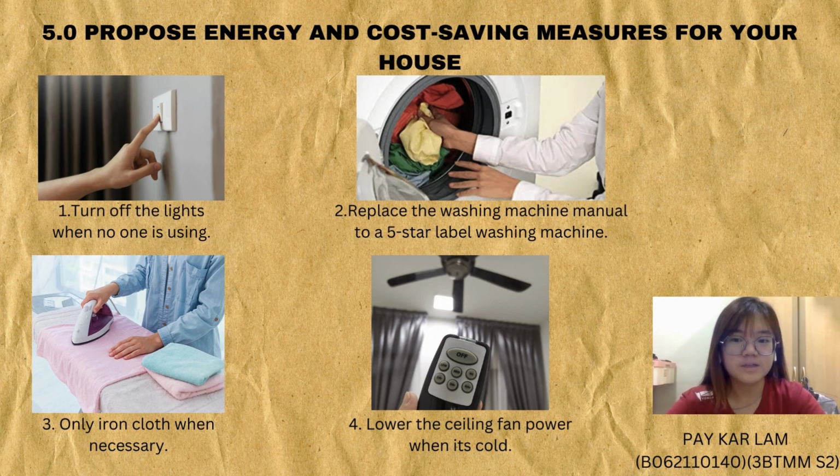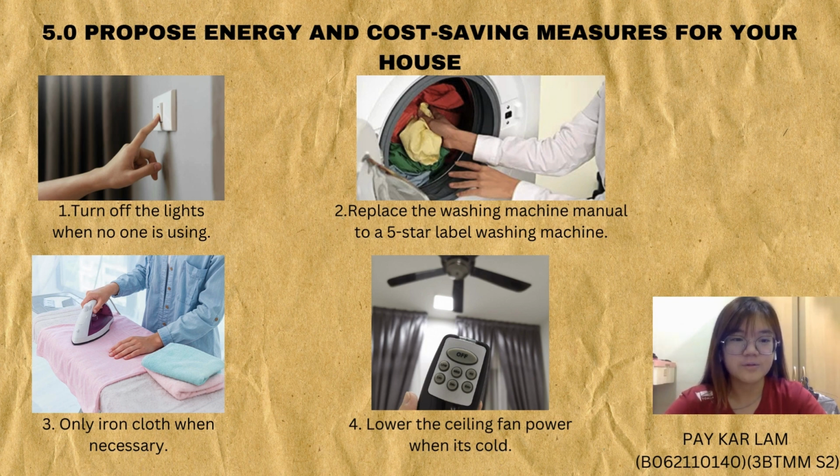Second, replace the washing machine manual to a 5-star label washing machine. 5-star label washing machine means that the product has the highest energy efficiency, which will save costs. By replacing the manual washing machine to a 5-star label, will reduce the washing machine energy consumption from 2.39% to 1%.